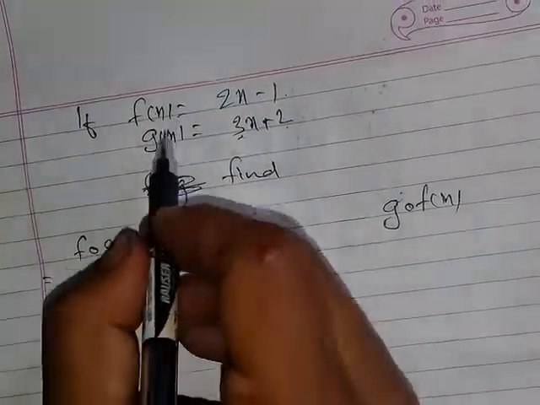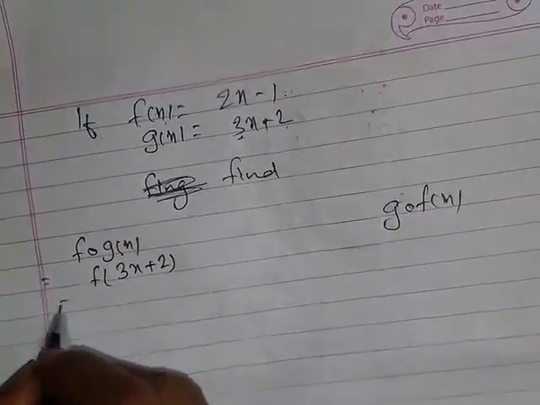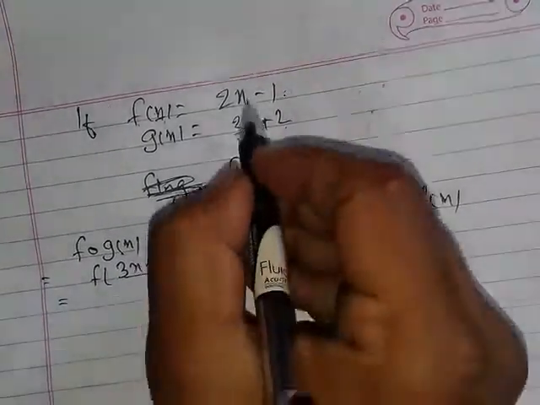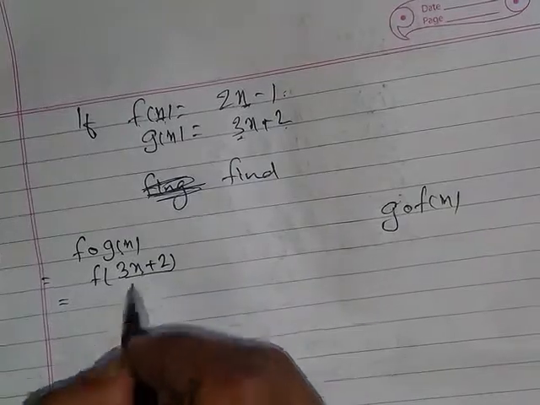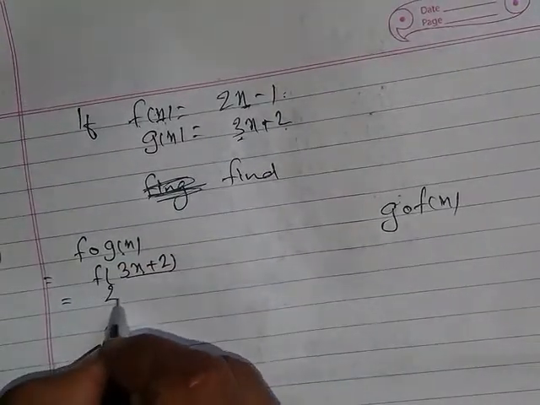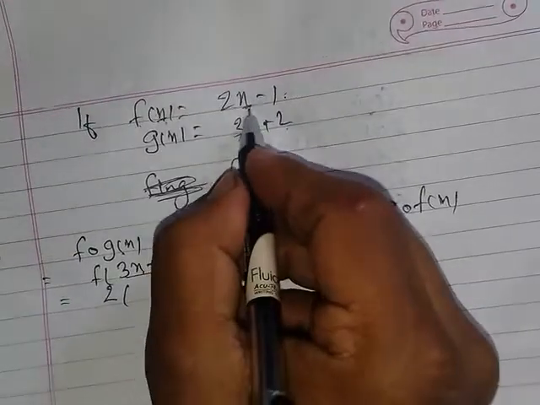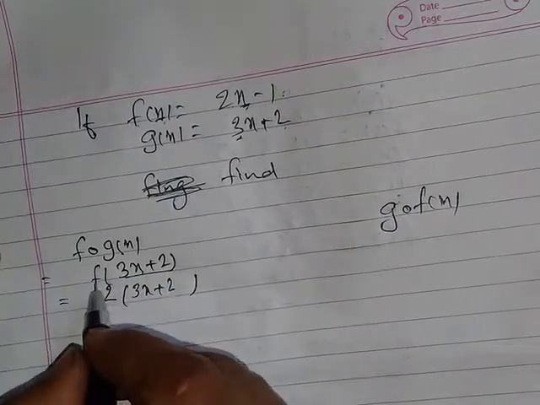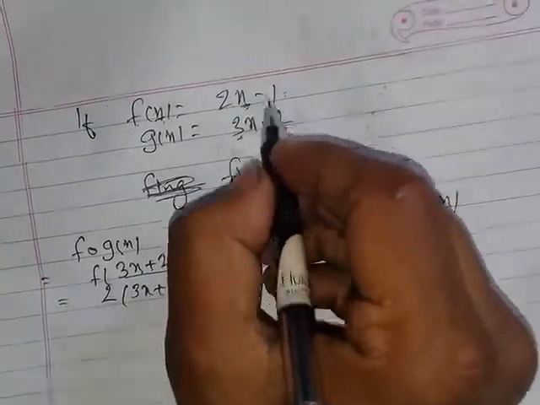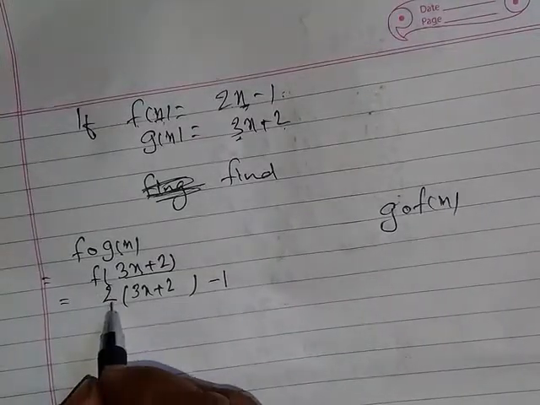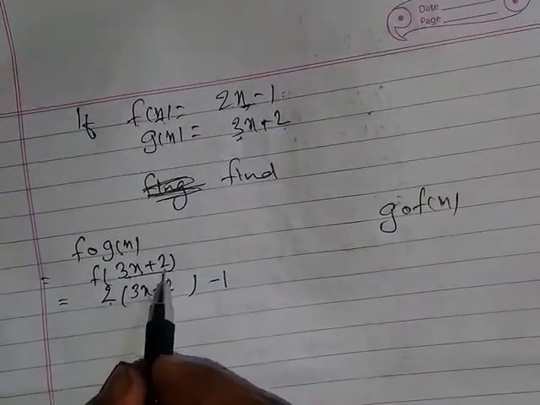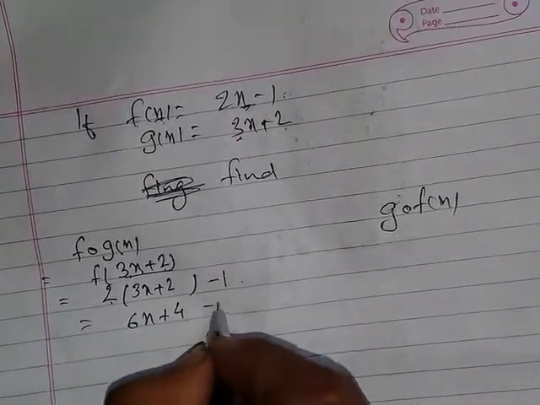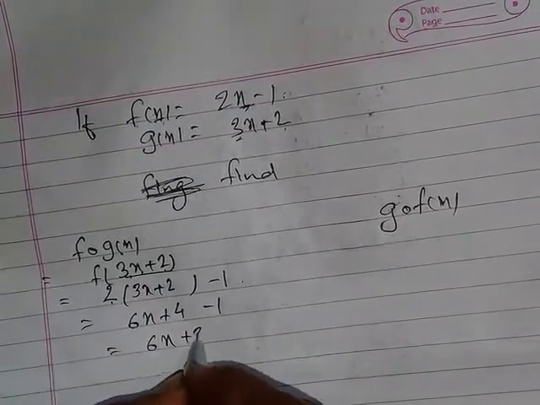See this very carefully: f x equals 2x minus 1. Inside this bracket there was x, now here is 3x plus 2. So we are going to replace this x by 3x plus 2. So I am going to write 2 first, and in place of this x we write 3x plus 2, which is the value inside the bracket of the function f, and there is minus 1 also. So 2 times 3x plus 2, minus 1. 2 into 3x is 6x, plus 4, minus 1, equals 6x plus 3.